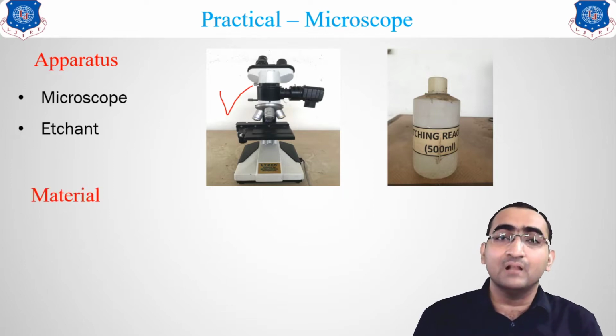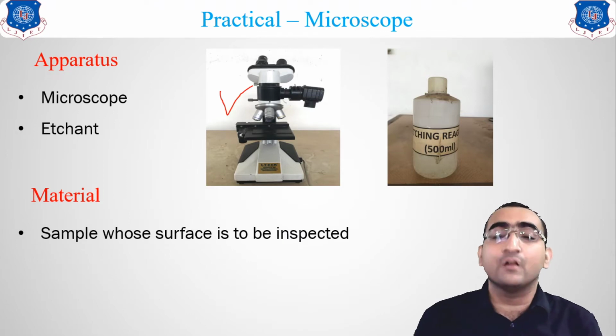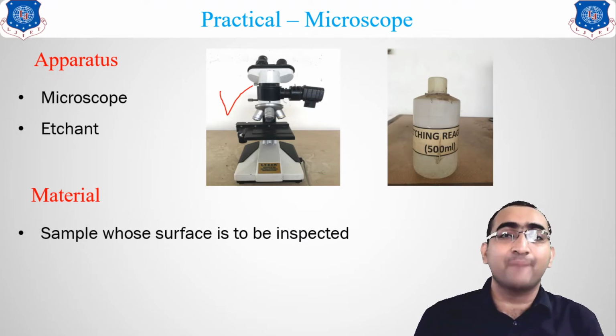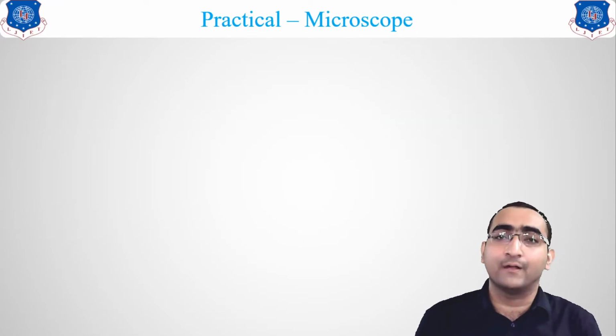The material which we require is the sample, the one whose surface we want to inspect. So sample whose surface is to be inspected is known as the material. These are the things required for the microscope.